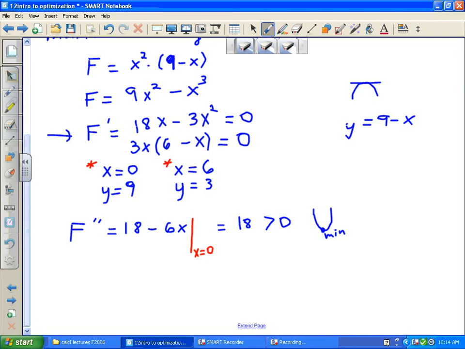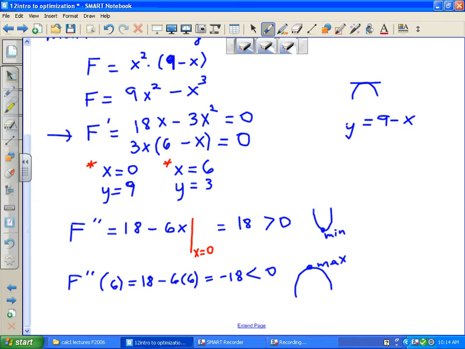Then take the same second derivative function. This time substitute which number? 6. That'll be 18 minus 6 times 6. So that will be definitely a negative number. What is it, negative 18? So again, you don't even care what number it is as long as it's positive or negative. Negative means concavity will be downwards, and the point obtained will actually be a maximum.